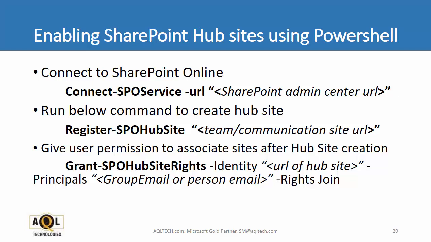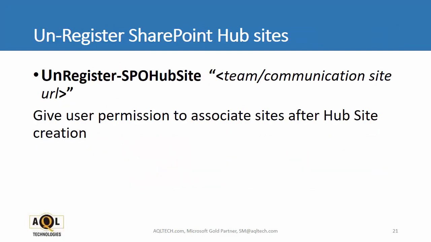And then if you want to grant more users, like in my case, I did not explicitly associate any user to have permissions to associate sites to a hub site. But if you wanted to do that, then you can use this command, which is Grant-SPOHubSiteRights, and then specify the URL and then the email. If you want to unregister a hub site, then here's an easy command: just Unregister-SPOHubSite and specify the URL.